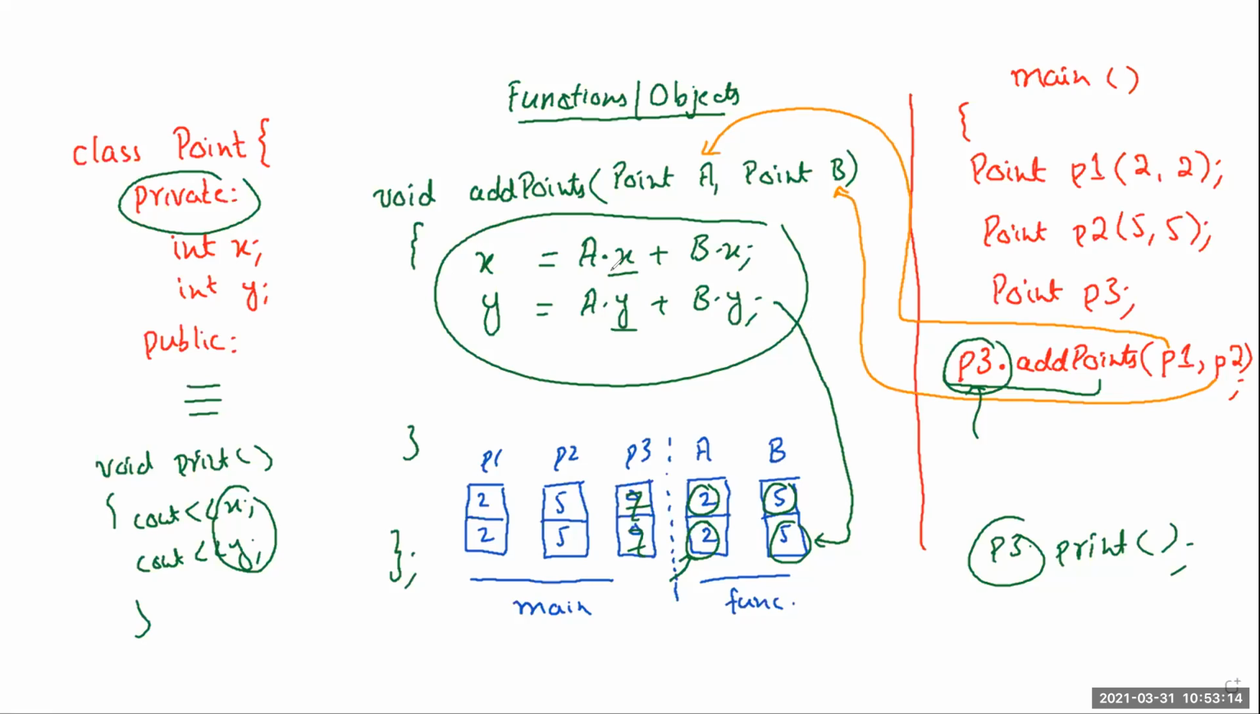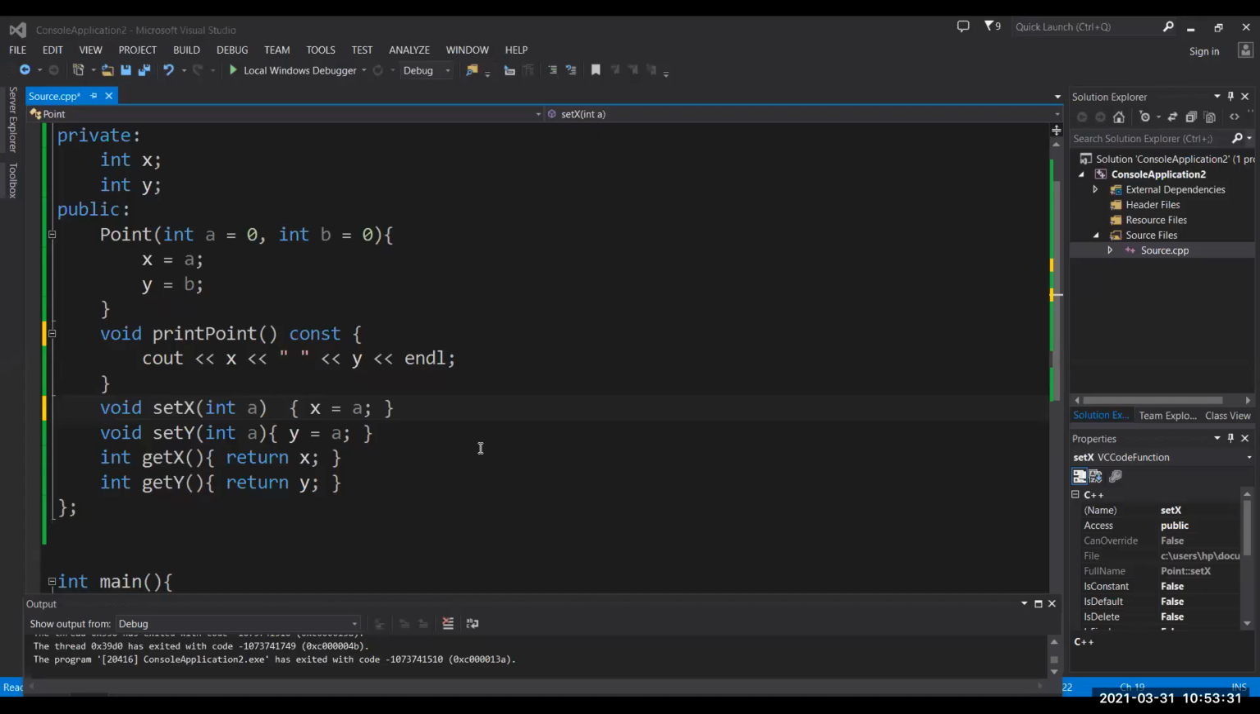Let me write this program first, and then maybe we can have your queries, so that maybe some of your queries will be addressed when I write this program. Okay, so I'll make exactly the same example on the compiler, and then we'll see its output. Okay, so let me go back. We already have this class, which is good.